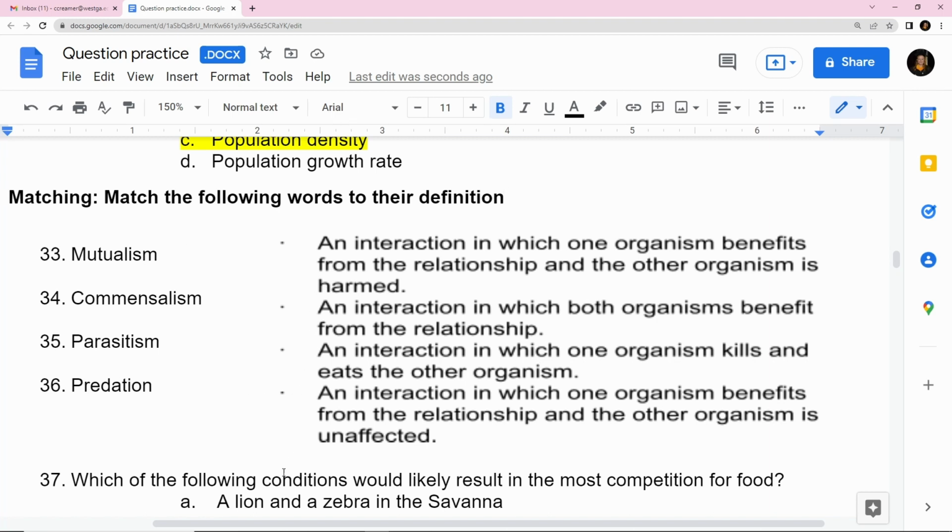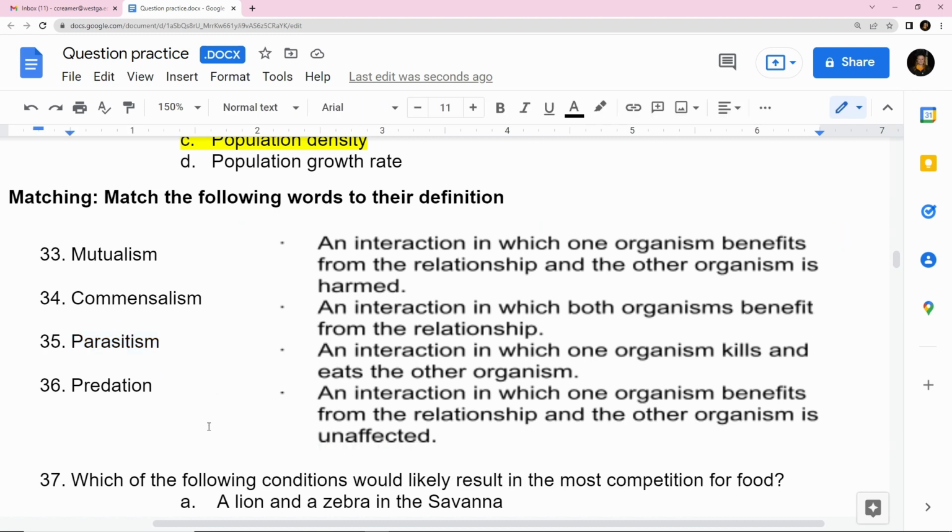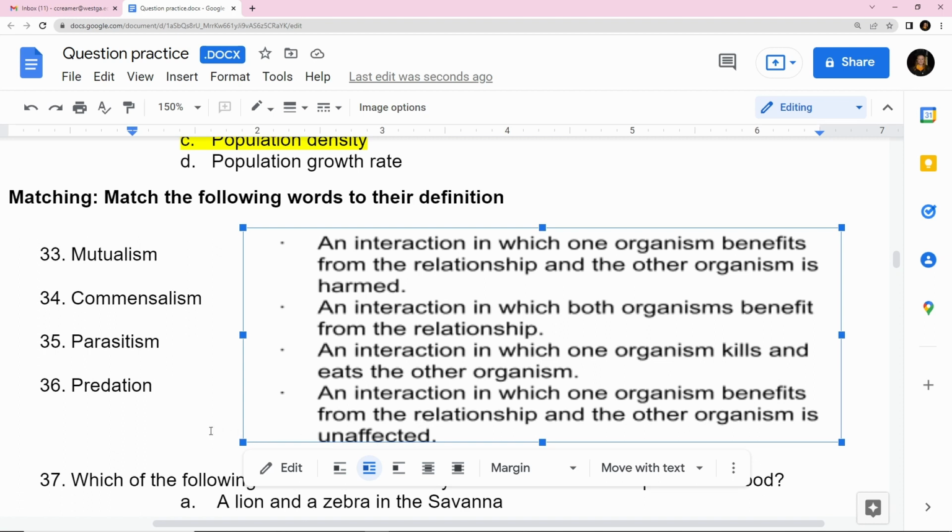The best term here would definitely be parasitism. The next definition, an interaction in which both organisms benefit from the relationship. What term best matches that definition? Correct answer, mutualism.